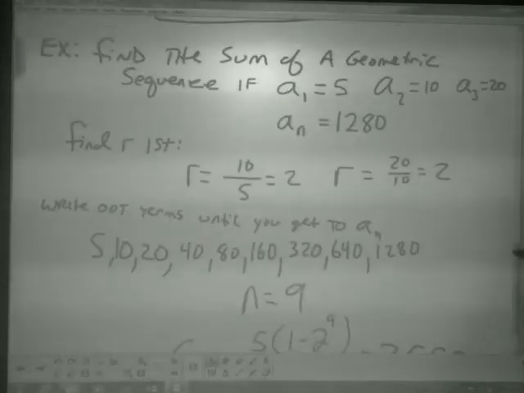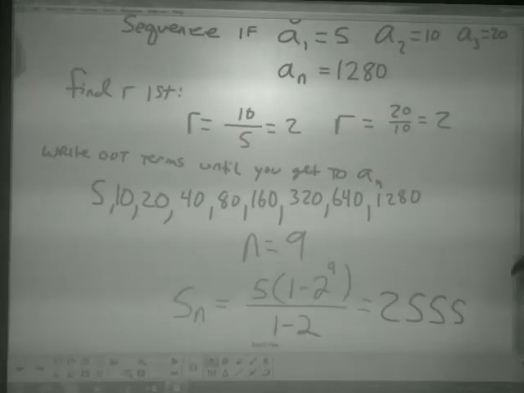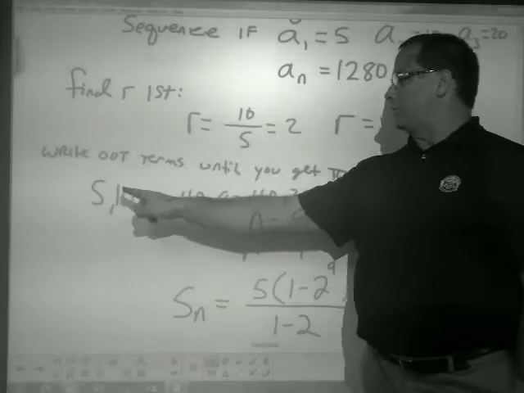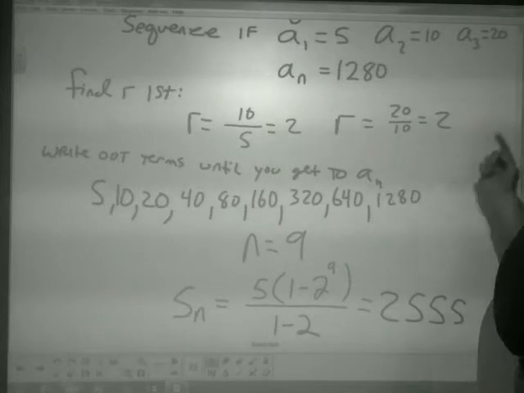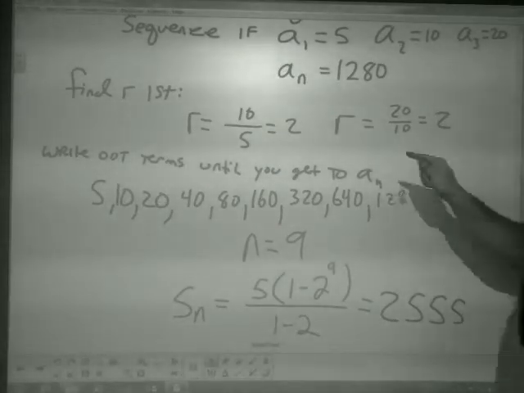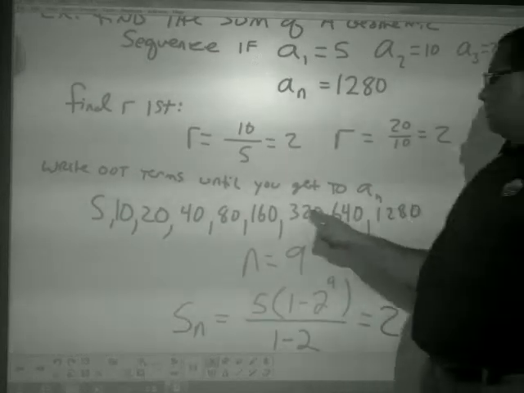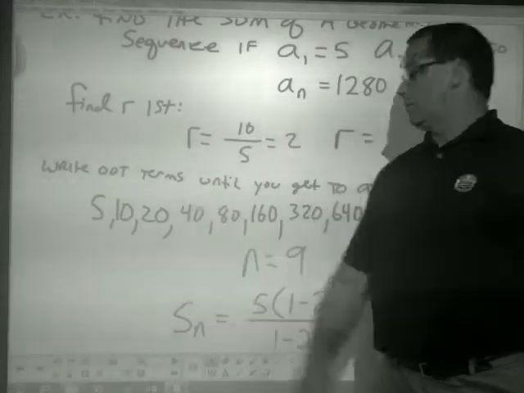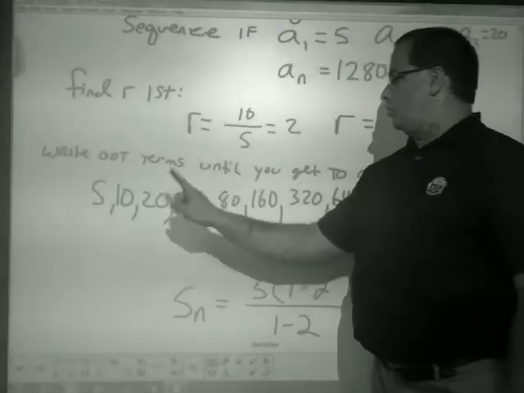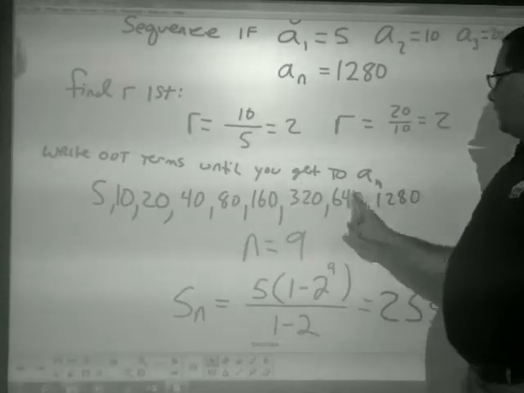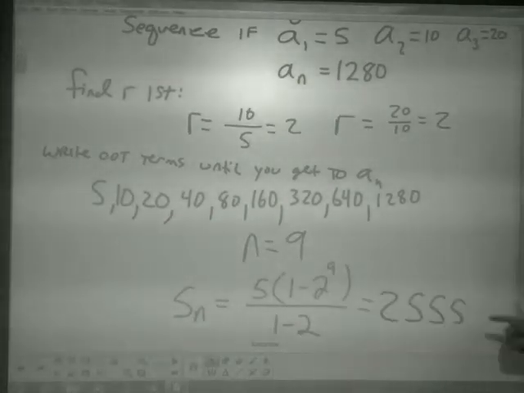Now, I don't know how many terms it took to get here, so I'm going to write them out. So 5 times 2 times 2 times 2 times 2 times 2 times 2 times 2 times 2. My ratio is 2, just keep multiplying by 2. Now, if I want to sum them, I could just type all this in my calculator, add them up, and it gets my answer. If I wanted to use my formula, I have to count. 1, 2, 3, 4, 5, 6, 7, 8, 9. 9 terms, and then just plug into the formula.